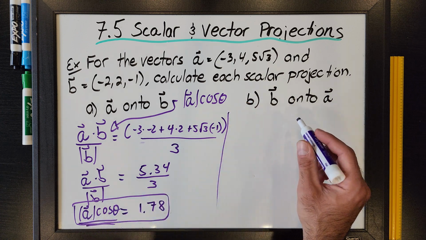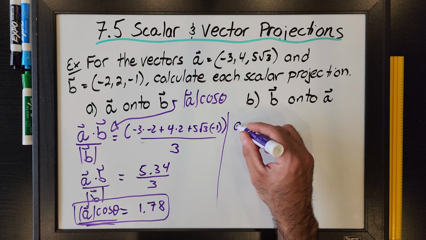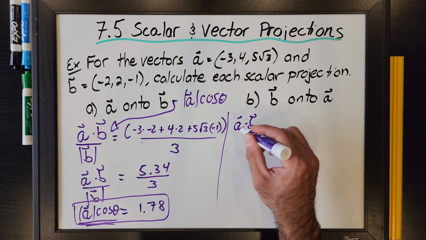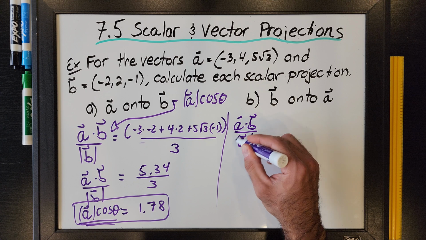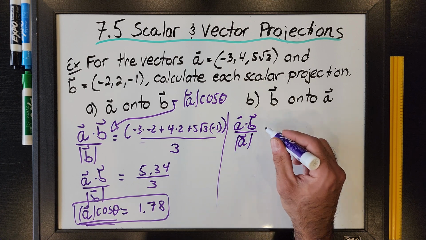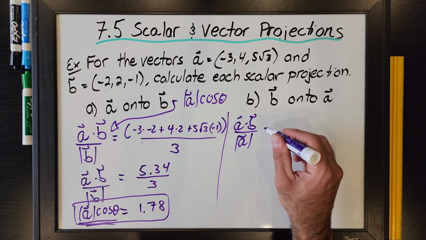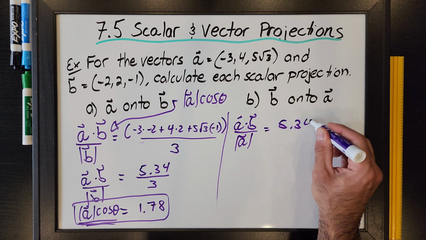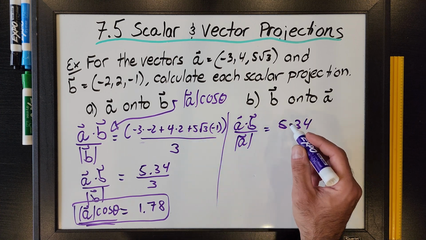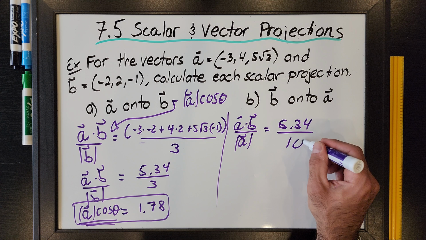Let's take a look at the opposite, B onto A. Okay, the formula is going to be kind of similar. It's still going to be A dot B, but now instead, I'm going to be dividing by the magnitude of A. Okay, so I'm going to get 5.34. I'm not going to do that work again. It's the same dot product, but this time, I'm dividing it by 10.